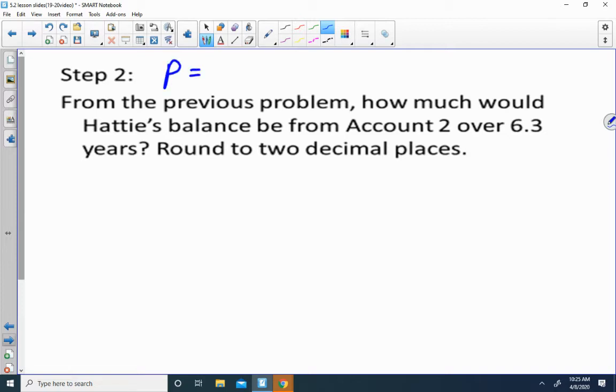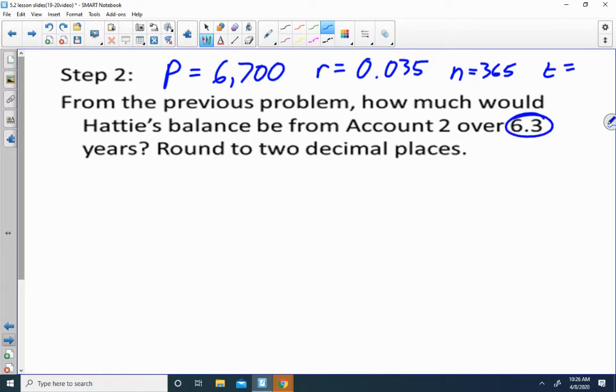So let's just make sure we know what our numbers are. Our principal, our starting amount, is still $6,700. The rate for account 2, if you remember, was 0.035. The number of compounds was daily, 365. The time, this time, is not 1 year. We're given a new time. We're given 6.3 years. So that will change some things for the formula.